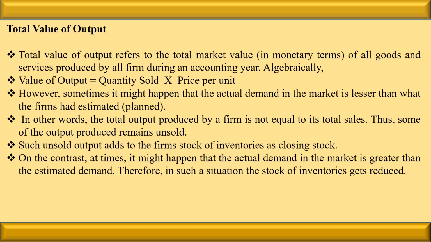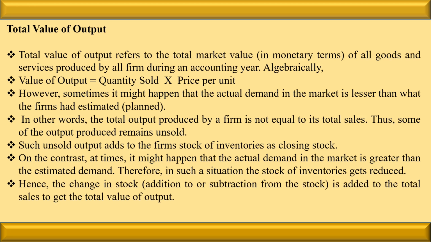On the contrary, at times it might happen that the actual demand is more than the estimated demand. Therefore, the firm has to take the stock and sell the goods from the stock, and by doing this, the stock gets reduced. Because sometimes the producer has to add goods to the stock and sometimes the producer has to take goods out of the stock, at the time of calculating the total value of output, the change in stock is duly considered. When I say total value of output, it means sales plus change in stock.